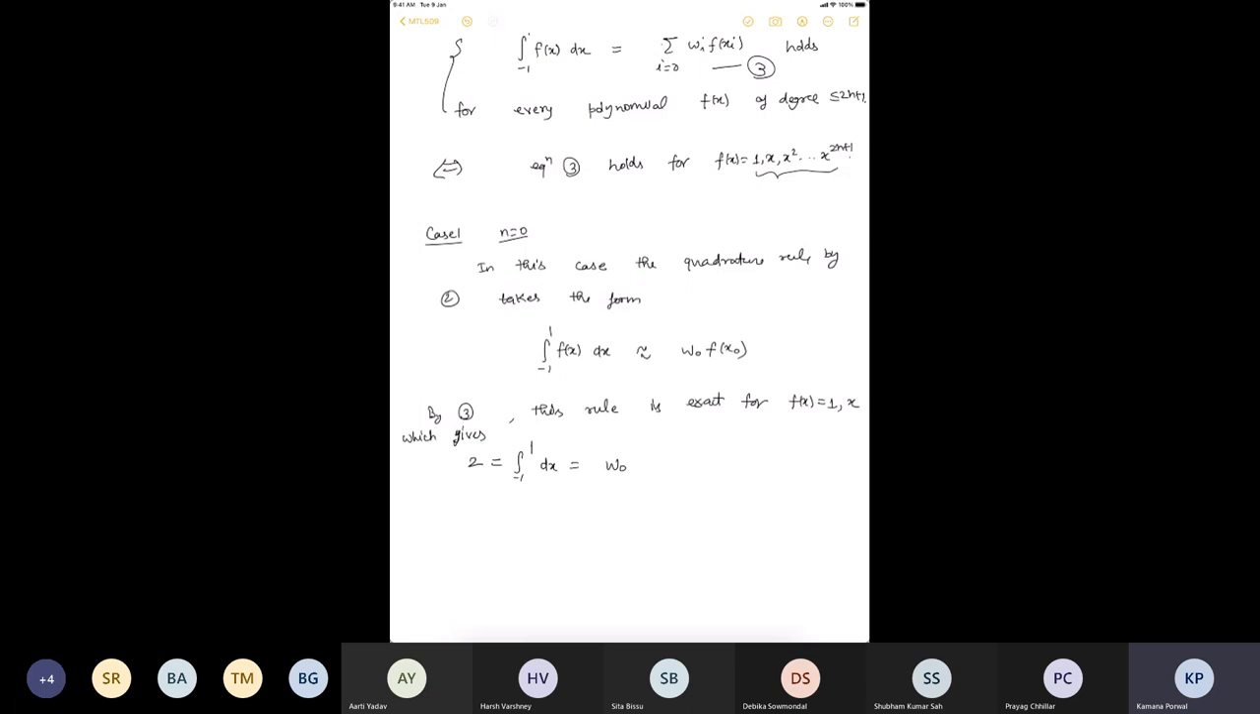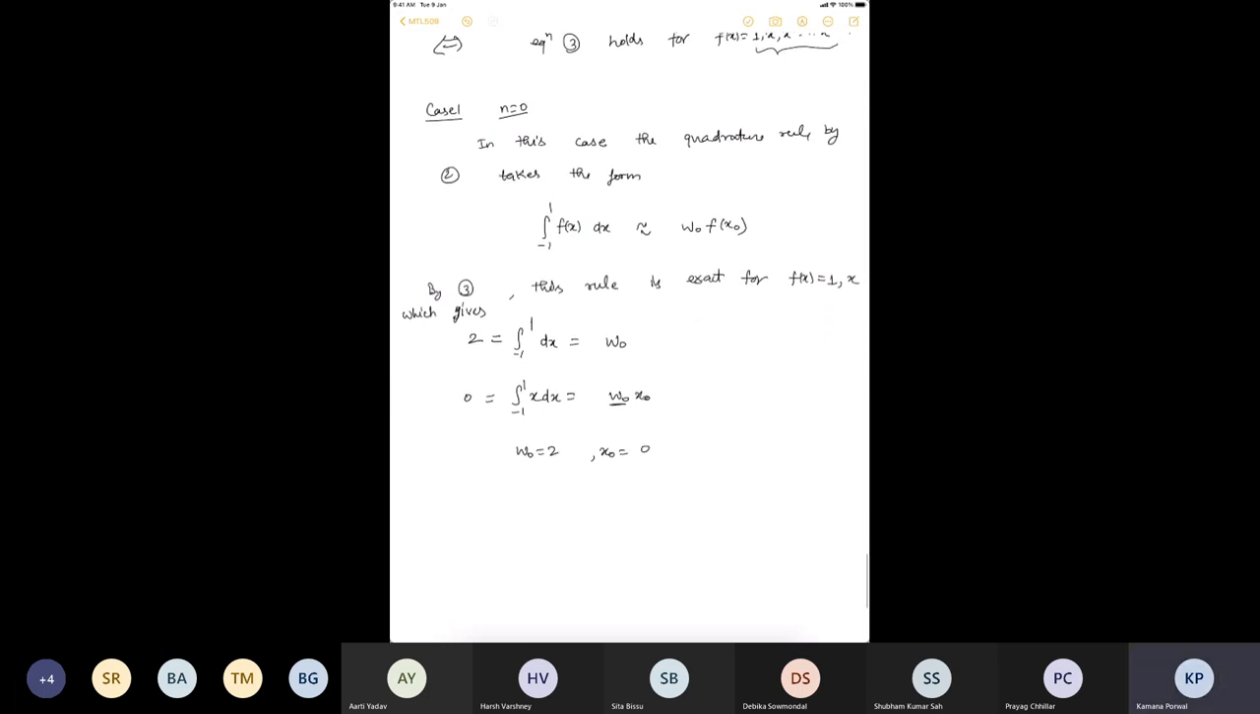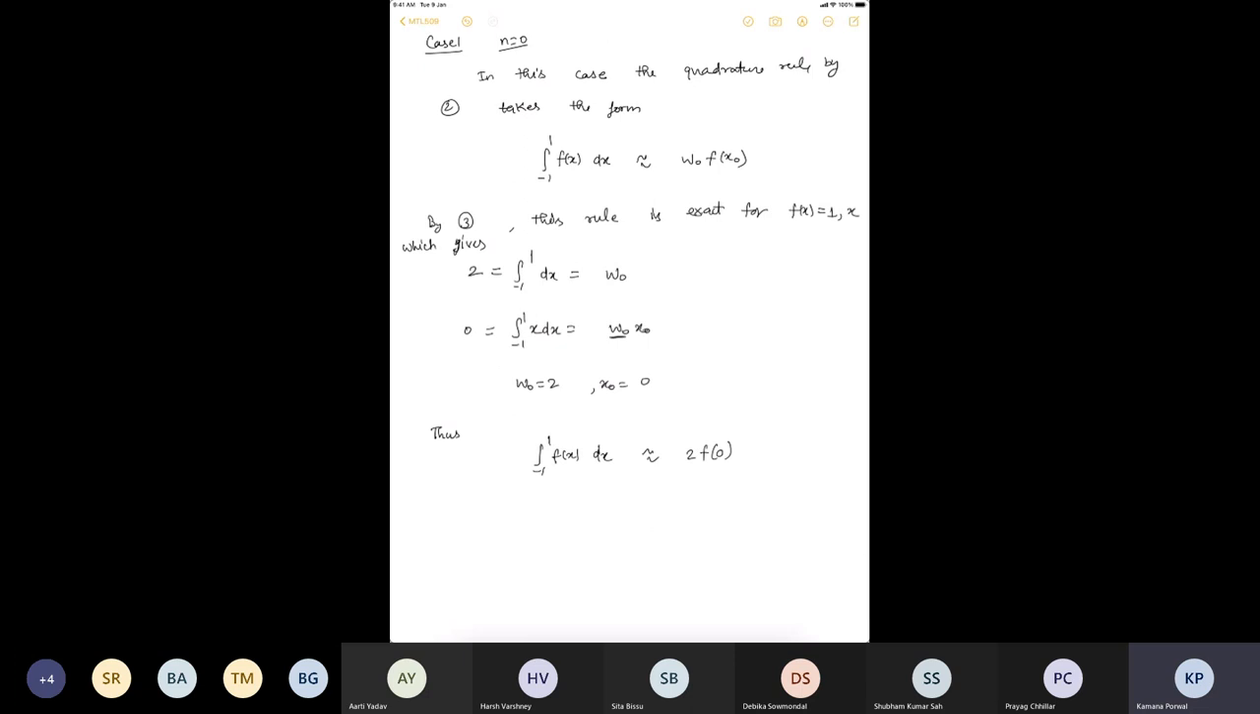2. Okay. And if I substitute f(x) equal to x, so I will get this as w0 into f(x0). f(x0) is going to be x0. And if you simplify this, so this is an odd function. So integrating from minus 1 to 1, this will give you 0. Okay, so we got that w0 is equal to 2. So w0 is a non-zero quantity. So this will imply that x0 is going to be 0. Okay, so what we have obtained is the formula, so we can find the approximate value of this integral using 2 times f evaluated at 0.